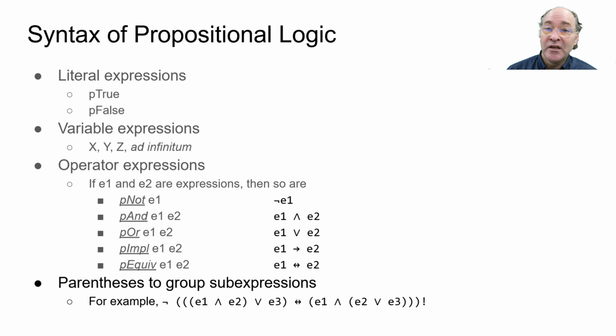And P equiv, E1, E2, sometimes written as P iff, is also an expression. And on the right-hand side, we see the logical notations. You should memorize these logical notations at this point. You need to become fluent in the use of these logical notations to represent concepts in the semantic domain that we'll get to shortly. So let's go down that second column there. We have not E1, E1 and E2, E1 or E2, E1 implies E2, E1 is equivalent to E2, or we can also say E1 if and only if E2.